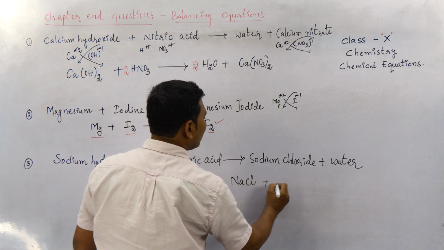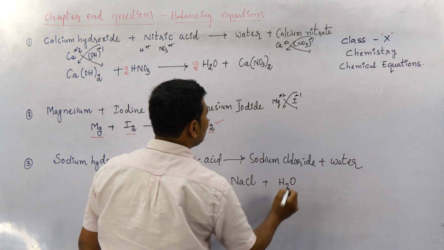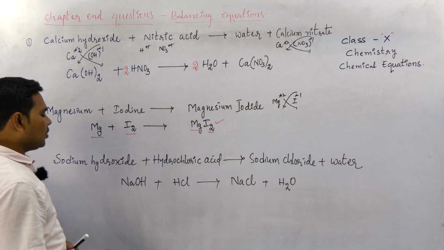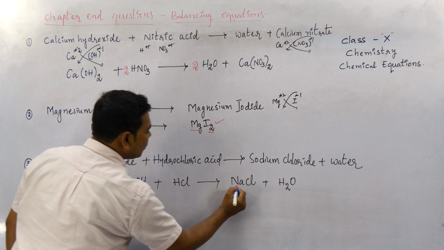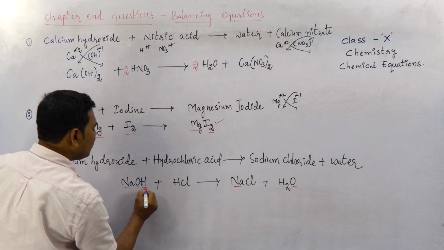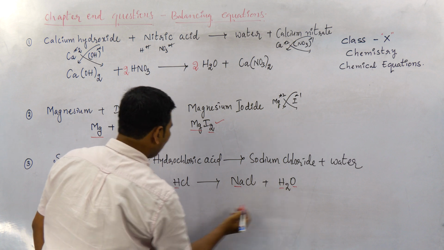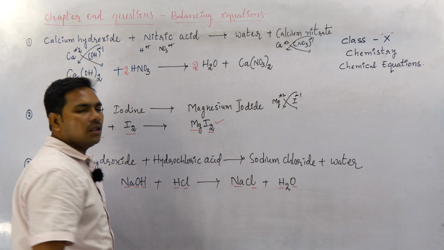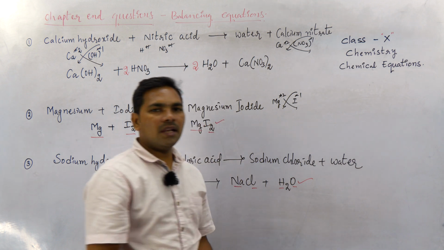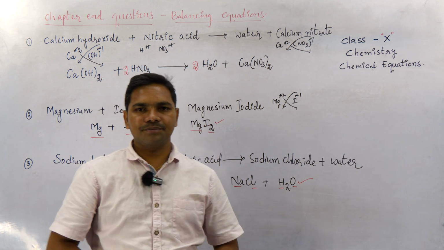Plus water, formula H2O. And this is also a ready balanced equation, because you see one sodium atom, one oxygen, 1 plus 1 two hydrogens, one chlorine and one chlorine. All the atoms are equal on the reactant side and product side, and hence it is a balanced chemical equation.